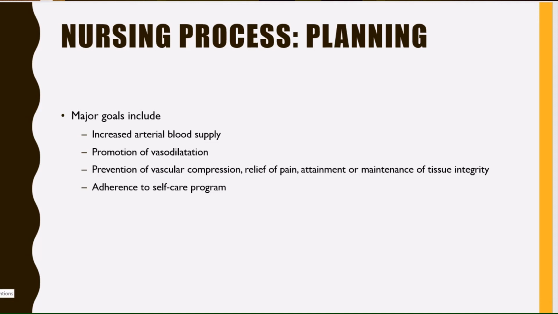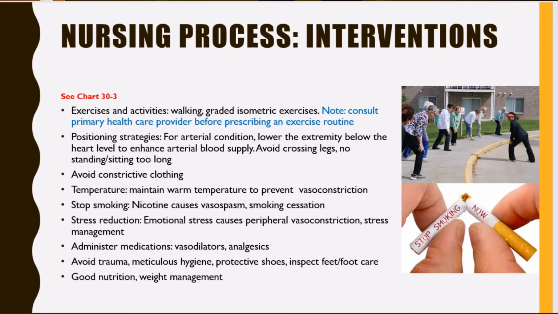Then how can we meet these goals? We need to do some interventions. So exercise and activities, we talked about walking, graded isometric exercise. Again, remember we need to have a prescription or order from the physician on what kind of exercise program may be safe for the patient. If they have critical ischemia, the patient may not even be a candidate for an exercise program. So make sure you consult with the primary care physician or the provider before starting an exercise program.